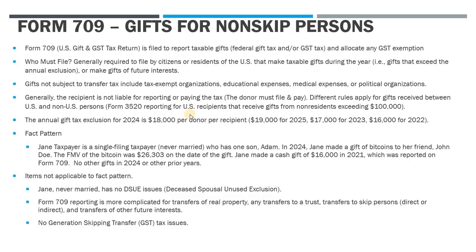Now, generally, when we talk about gift tax returns, it's the donor, so the person that's giving the property away, they're responsible for filing the gift tax return. It's not the recipient of the gift. That's generally the standard. Now, in 2024, the annual gift tax exclusion was $18,000 per donor per recipient, and we can see the prior year amounts there as well. So it was $16K in 2022, $17K for 2023, and for 2025 we're looking at a $19,000 exclusion.